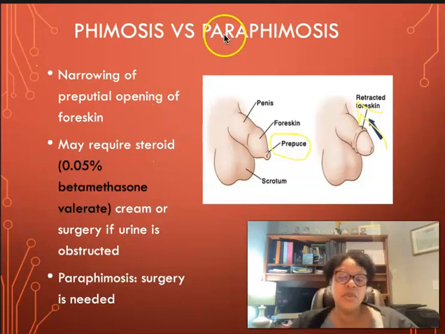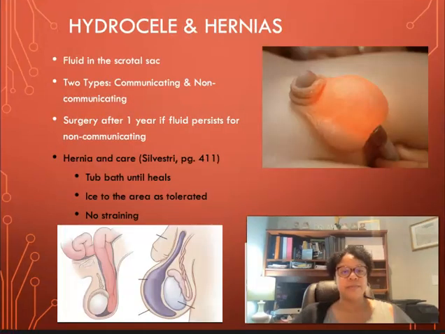So paraphimosis, which isn't talked about in your book, I want you to know that that actually is something that requires surgery, because there's a strangulation on the penis glans, and that actually can cause some necrosis, and it could be a life-threatening situation. So we need to make sure that surgery is done if it is a paraphimosis. And you will not see urine output, and there will be discoloration and lack of blood flow to the penis.